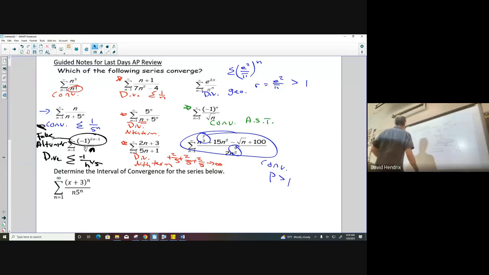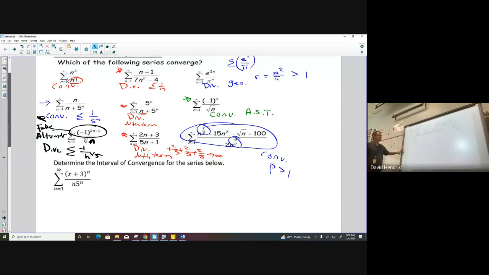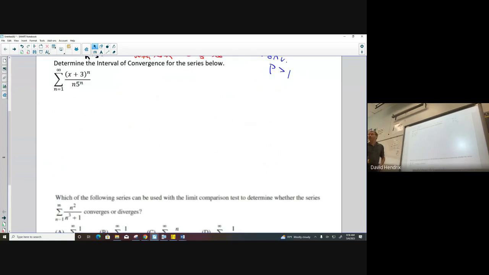All right, the next thing we're going to talk about is interval of convergence. So College Board, it seems lately, has been putting a lot of interval of convergence FRQ questions. And when they do, it's usually a 5-point or a 4-point question. So they're usually kind of a big point-getter.